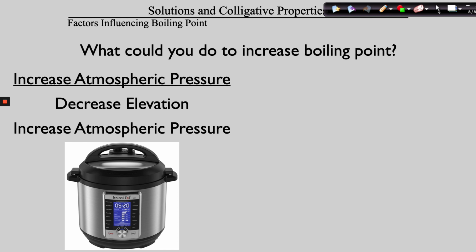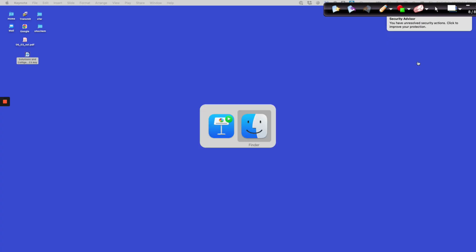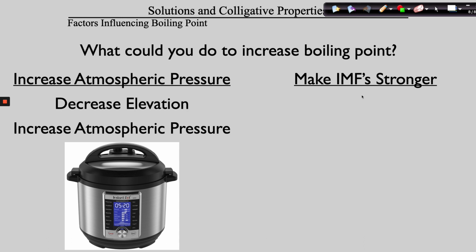What about the other direction? Well, guys, we can also make the boiling point of water go up. We can also make the boiling point of water go up by making the IMF stronger.